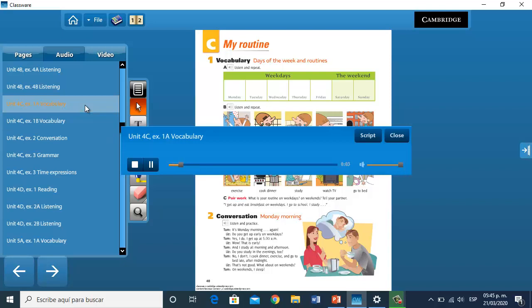My routine. Page 40. Exercise 1. Vocabulary. Days of the week and routines. Part A. Weekdays. Monday, Tuesday, Wednesday, Thursday, Friday, The weekend. Saturday. Sunday.